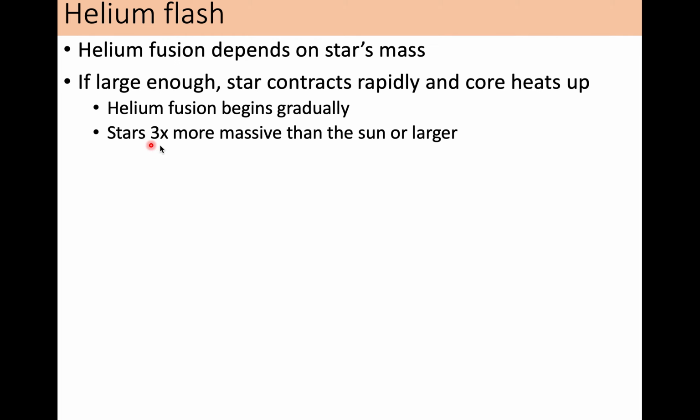If the star is about 3 times the size of our sun or larger, it's large enough that as the core starts to contract, so now it's a fully helium core, as that core is contracting due to gravity, it will heat up enough to start this helium fusion. And then the helium within the core will start converting into carbon.